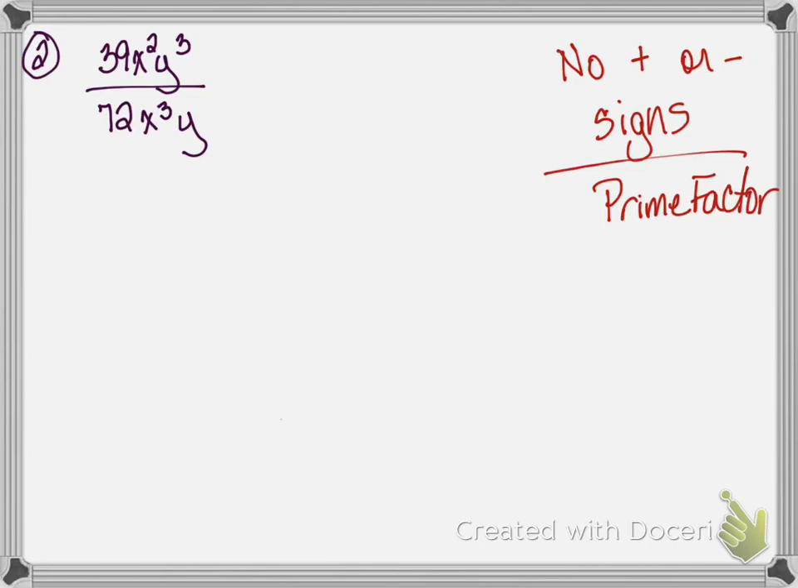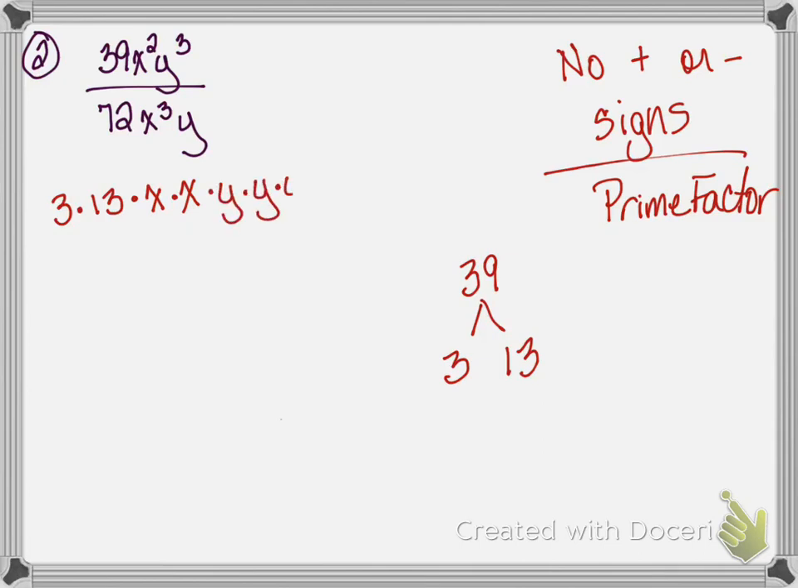I really like to do the prime factorization in this one because 39 is not a prime number, but many people think it is, but it's not. 39 breaks down to 3 and 13. So my numerator is going to be 3 times 13 times x times x times y times y times y. Now, our denominator, I've got 72.